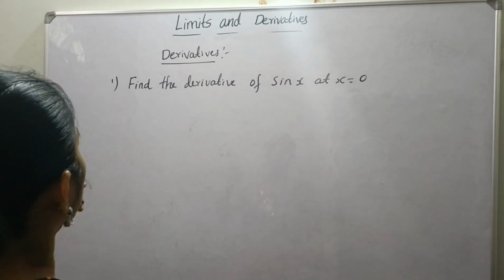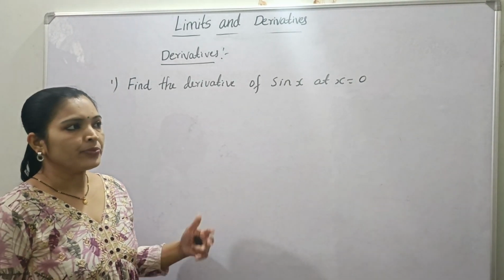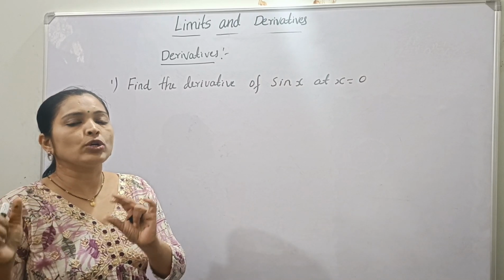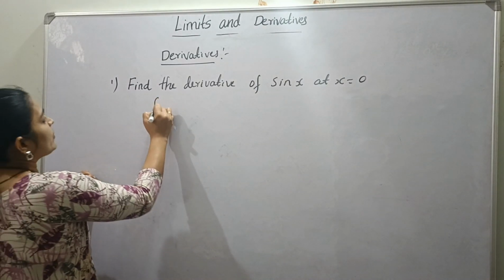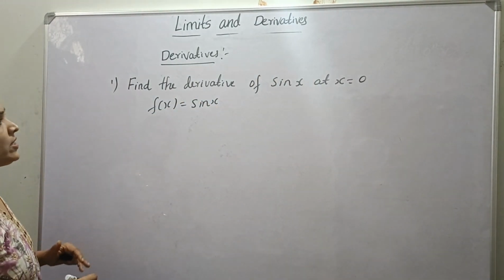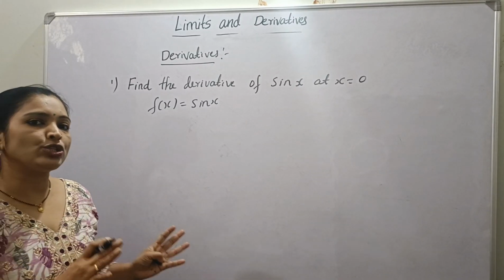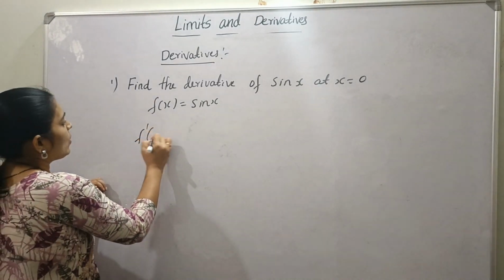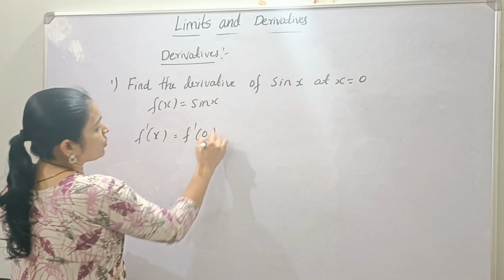Now let us go through this question. Find the derivative of sin x at x is equal to 0. Here the derivative of a trigonometric function sin x at a particular point is given. Our function f of x is nothing but sin x, so let us find f dash of 0.